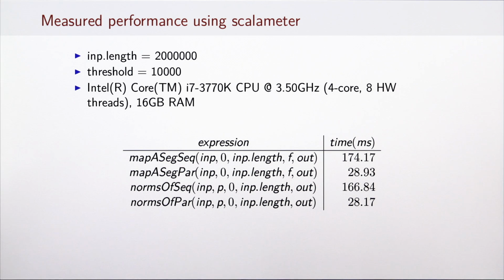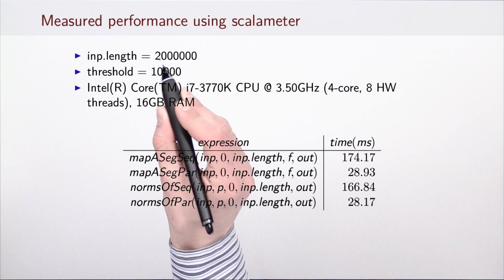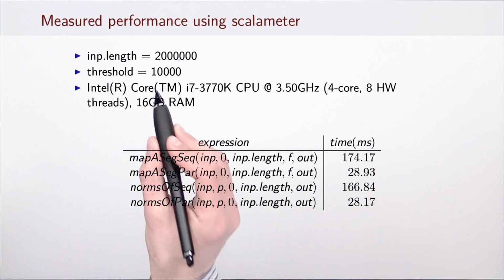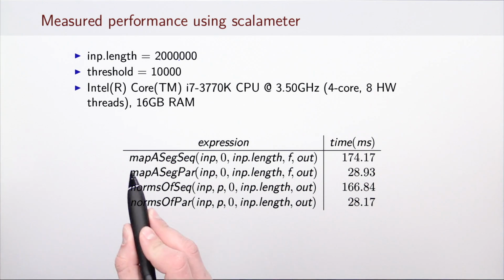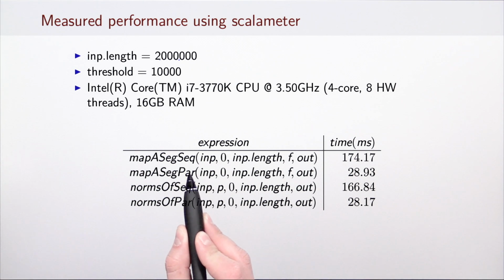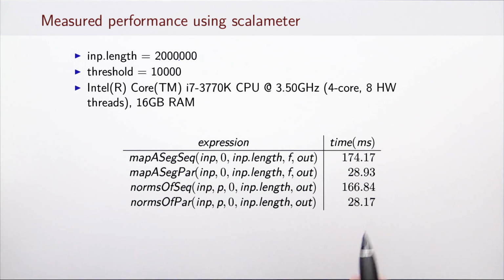Here are results of measurements on a particular machine for a relatively large array. We have chosen a correspondingly high threshold. The slowest operation is when we do it sequentially and use the higher order function. We get 174 milliseconds in this example. And when we perform parallelization on this machine that has 4 hardware cores, we obtain quite a nice speedup.